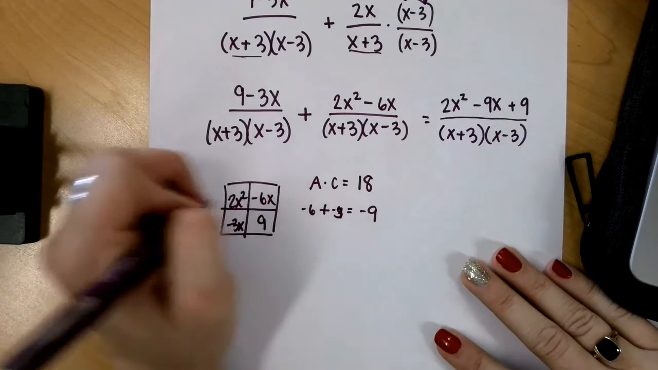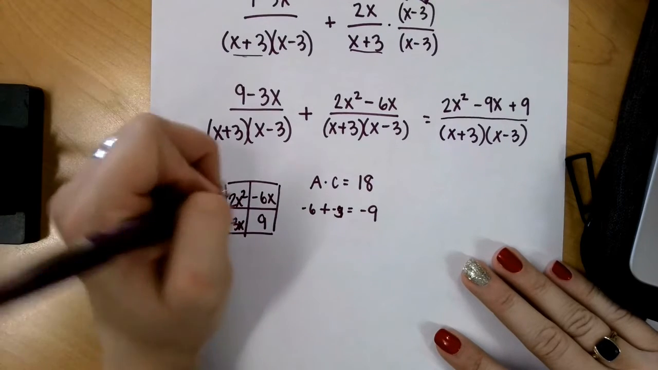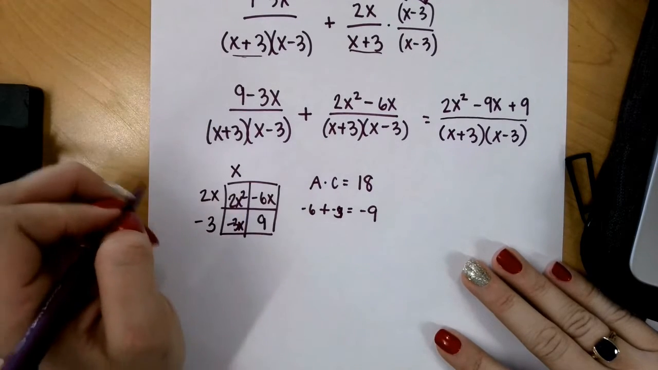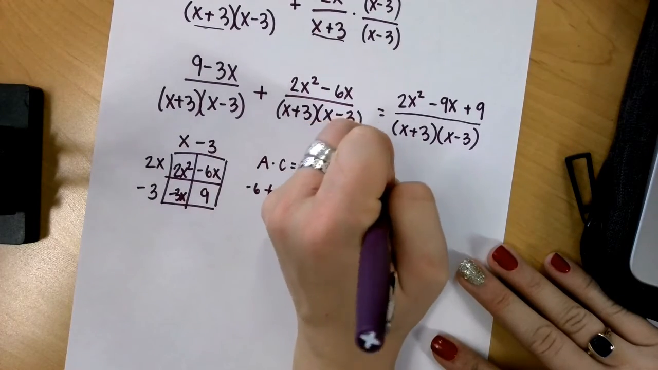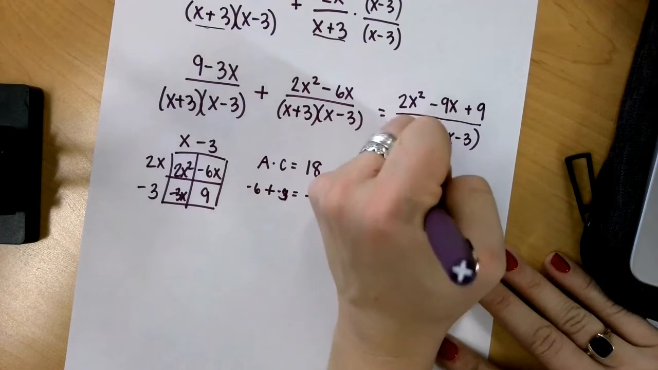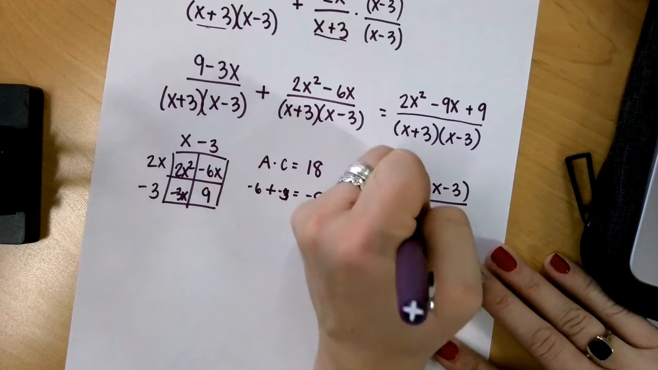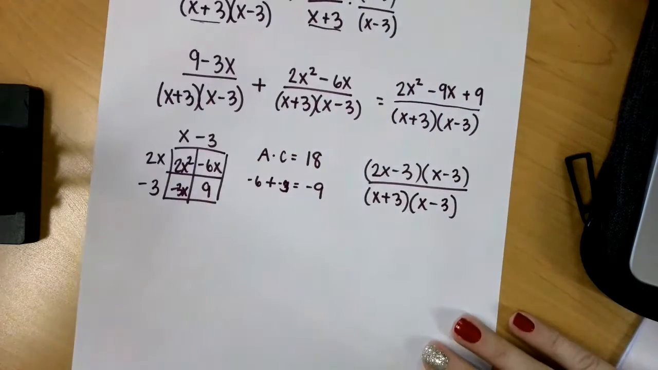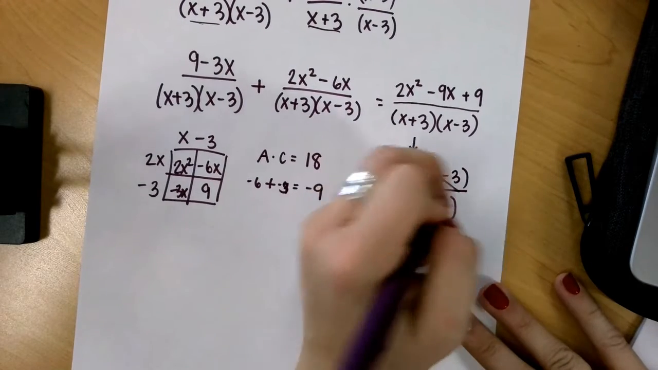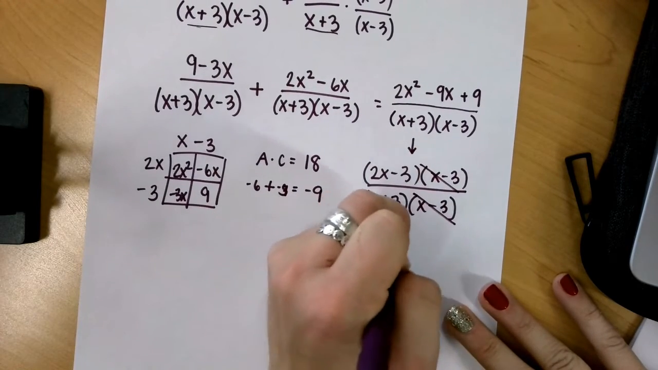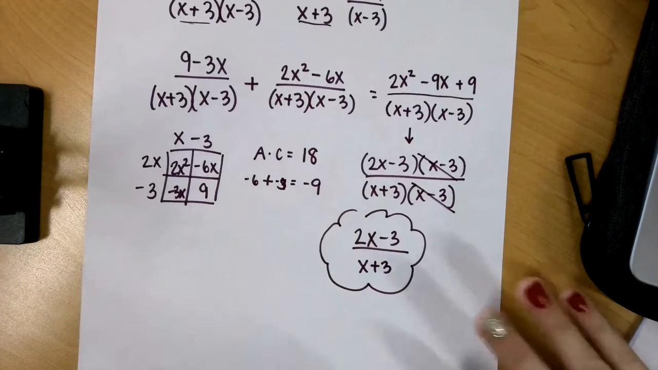Looking for GCFs again. So I've got 2x here, got a -3 here. I've got an x here and a -3 here as well. So my new equation is 2x minus 3 times x minus 3 all over x plus 3 times x minus 3. So again, what do we have in common? We have x minus 3's. So my final answer is 2x minus 3 over x plus 3. And that's my final answer.